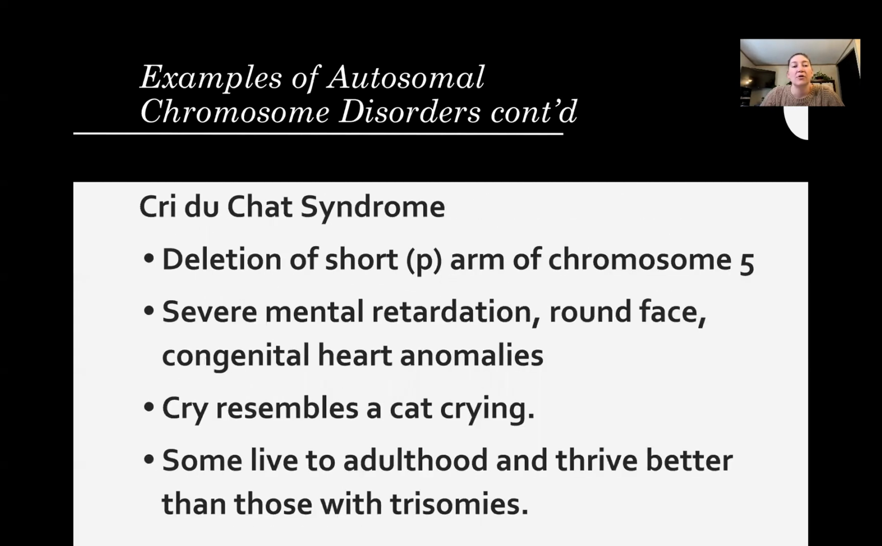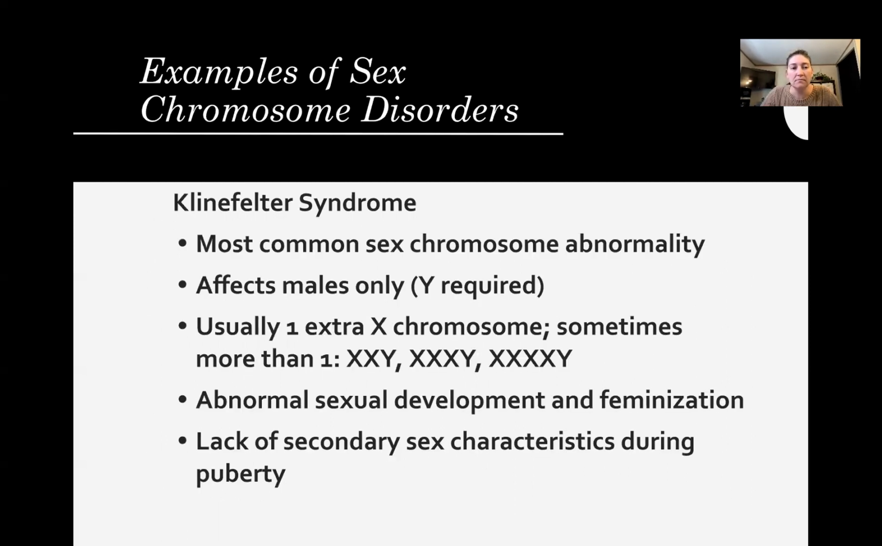Okay. Cri-du-chat syndrome. So this is deletion of the short arm of chromosome 5. It results in severe mental retardation, a round face, congenital heart anomalies. The cry resembles a cat crying, and some live to adulthood and thrive better than those with trisomies. There is a picture of this in your text. Klinefelter syndrome. So this is the most common sex chromosome abnormality. It affects males only. Usually one extra X chromosome, sometimes more than one. Abnormal sexual development and feminization, and a lack of secondary sex characteristics during puberty. There's also a picture of this in your text.